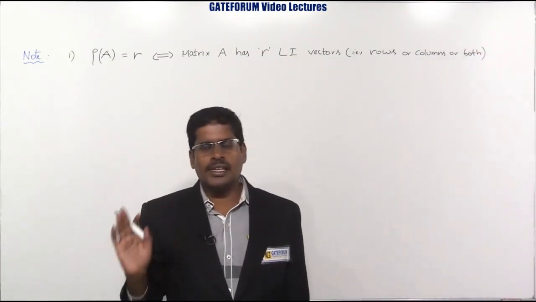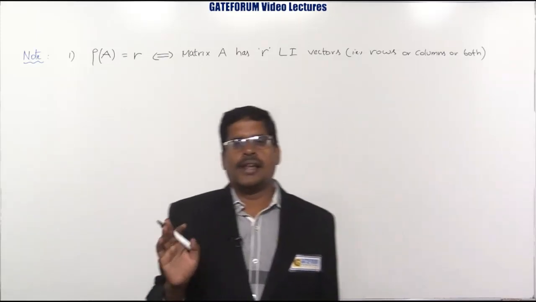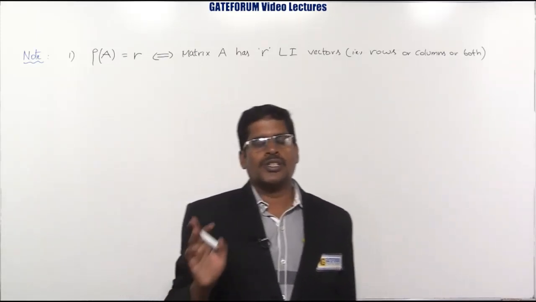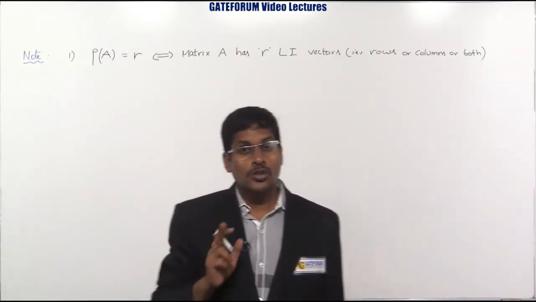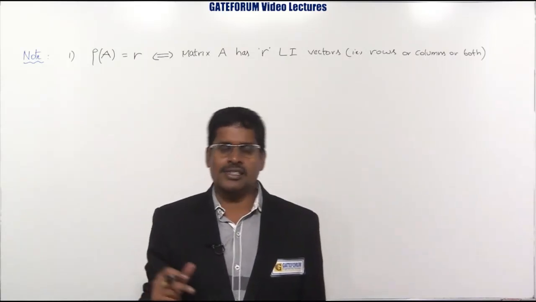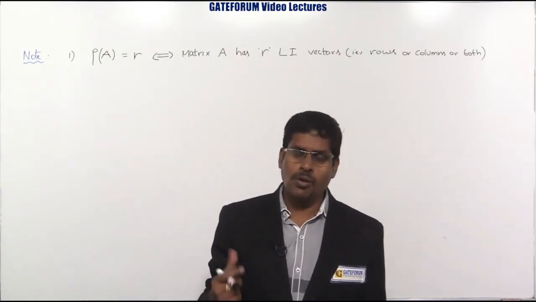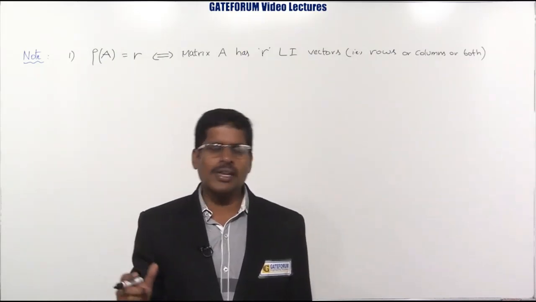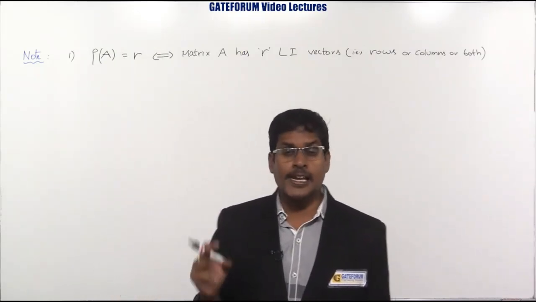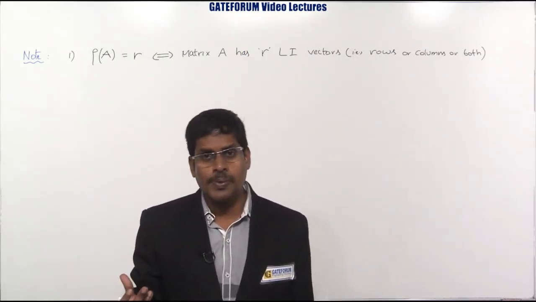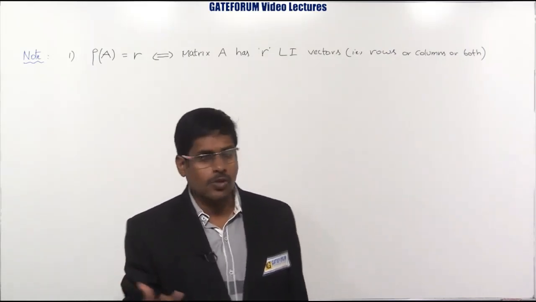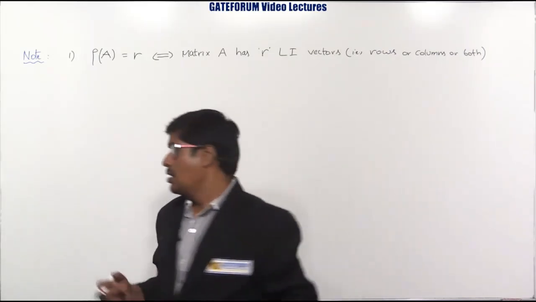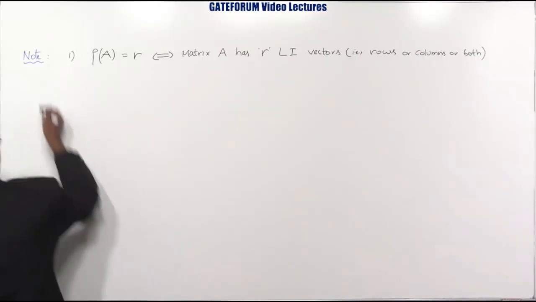Suppose A is a given matrix and rank A is equal to 2. Such a matrix A has 2 linearly independent rows as well as 2 linearly independent columns. If a matrix rank is equal to 3, such a matrix has 3 linearly independent rows as well as 3 linearly independent columns. That is called both. Second note point.